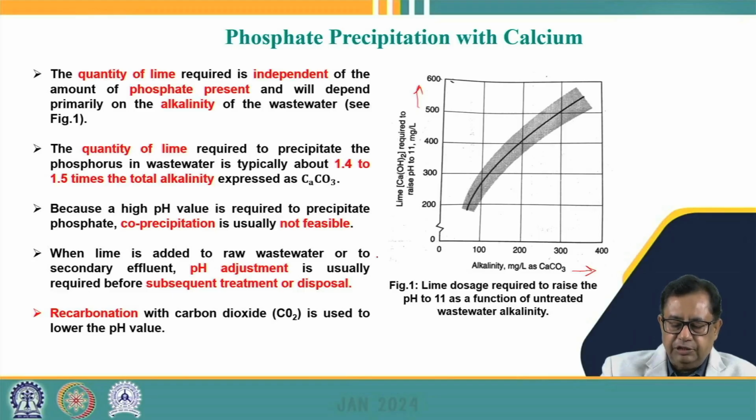So it is very essential that we go for pH adjustment, or neutralize the wastewater, before we take the wastewater that we have treated with lime, so that the phosphate can be removed, for its safe disposal or for subsequent treatment. We need to neutralize the water and reduce its pH, so that further processes can be carried out. Here recarbonation with carbon dioxide can be used for lowering the pH values.